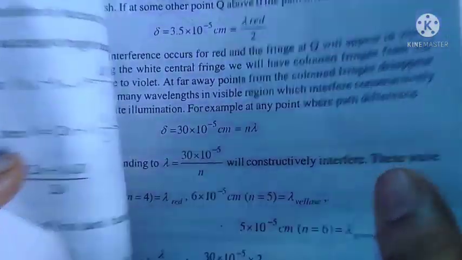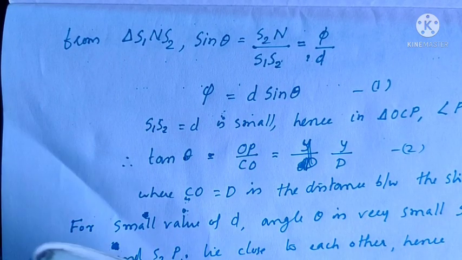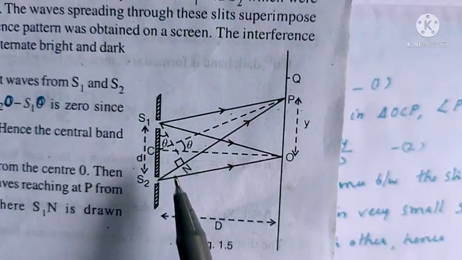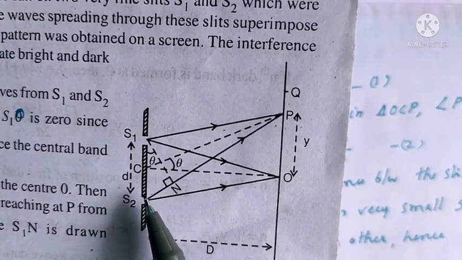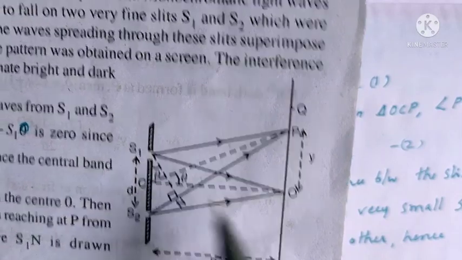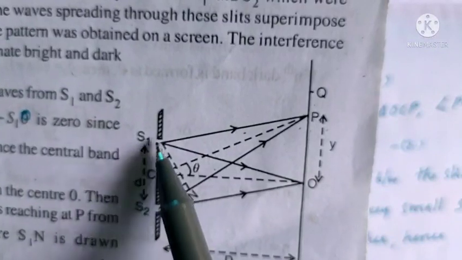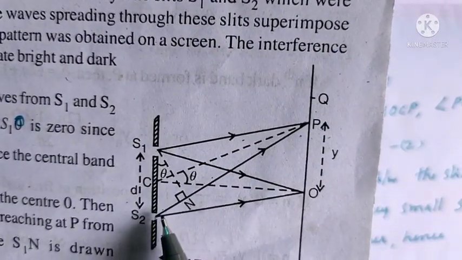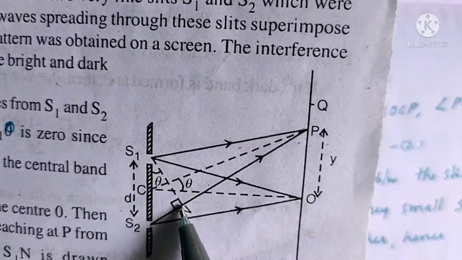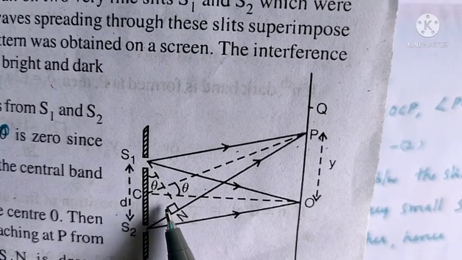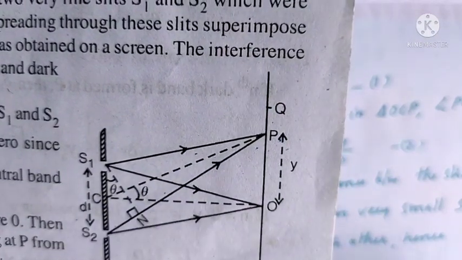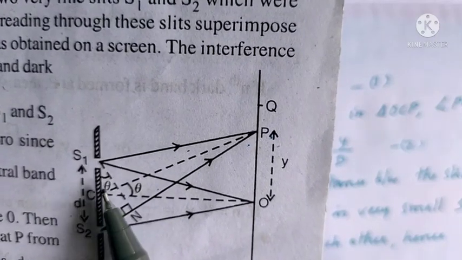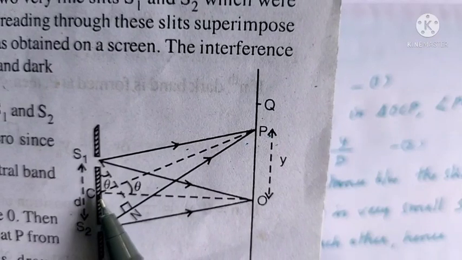Okay. Now, we can find out the path difference. From this figure, this is the path difference S2N between the rays S2P and S1P. So from the triangle S1N S2, this is the triangle I have marked here. This is angle theta and this is a right angled triangle. Okay, and this angle is also theta. These slits are very close to each other, so this angle is very small, and also this angle will be very small like theta.